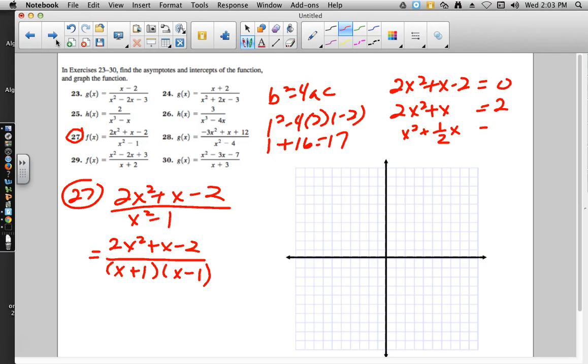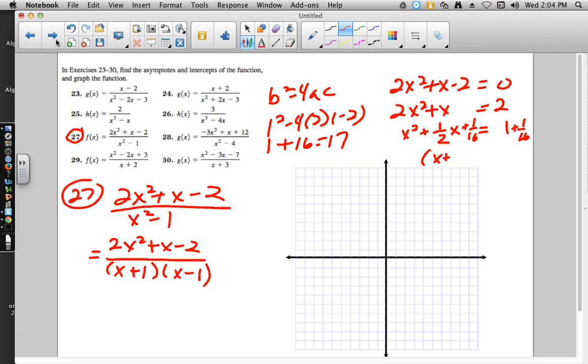You have to have a 1 in front of your x squared term. So let's see here. We're going to divide that also by 2. So x squared plus 1/2 x equals 1. Now we take the 1/2 and divide it by 2 to make it 1/4, and then square that, which gives us 1/16.